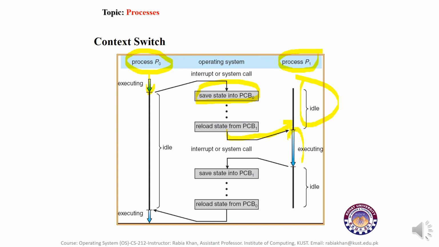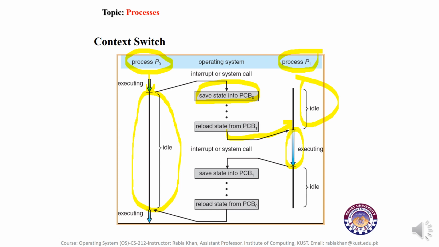Now here you can see P1 is executing on the CPU, and during that time P0, when it completes its request on IO or whatever interrupt was the reason for its stopping, comes back to the tail of the ready queue and waits there. So in that time it is idle, waiting for its turn.